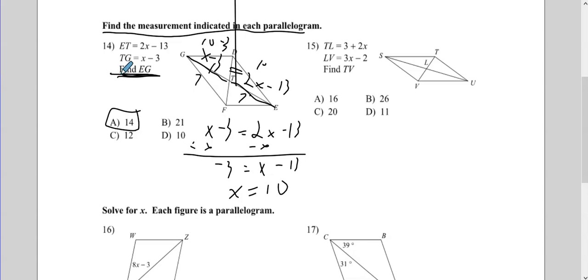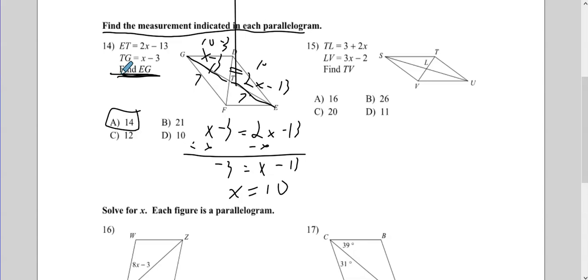So 10 is the wrong answer. Now, this is why it's important to show your work. If you just circle 10, you would get no points. If you show your work and show that you got x is 10, you would get partial credit. So please always show your work, because you're going to be turning this in as a document.